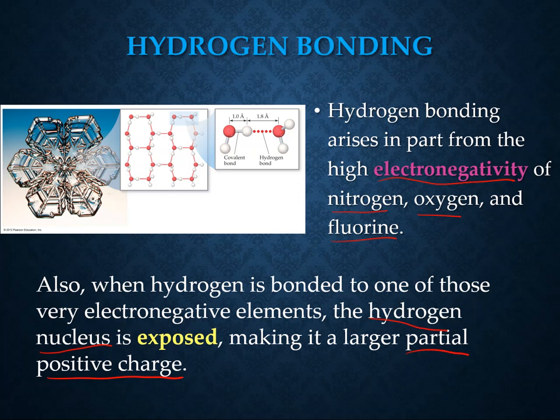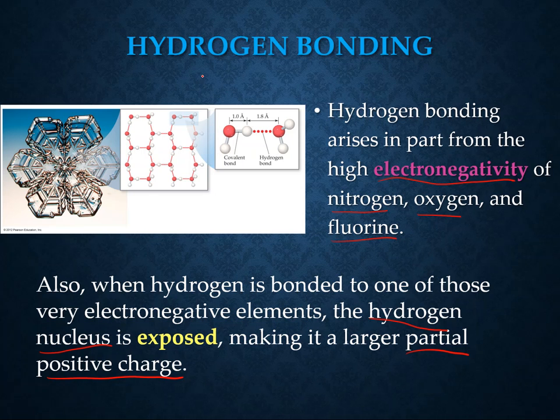And if you have higher partial charges or stronger partial charges here, you're going to have stronger interactions, stronger forces. So due to the fact that it exposes that proton on the hydrogen, you get a higher partial positive charge, and that therefore leads to the stronger attractive force of hydrogen bonding.